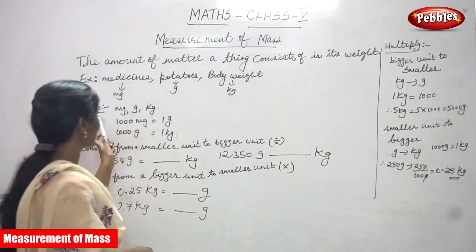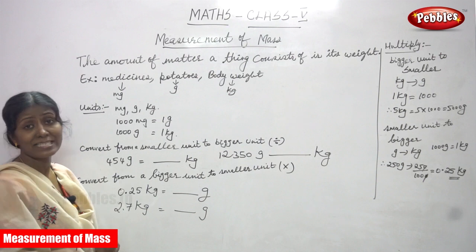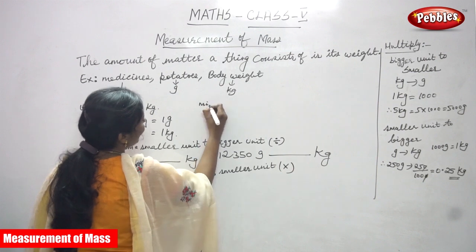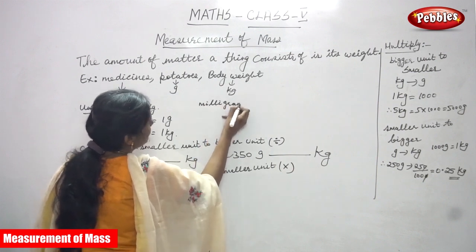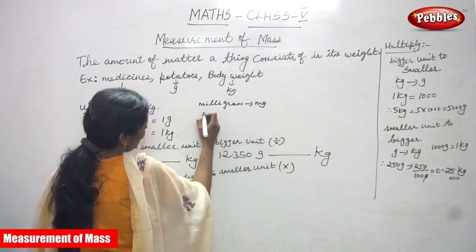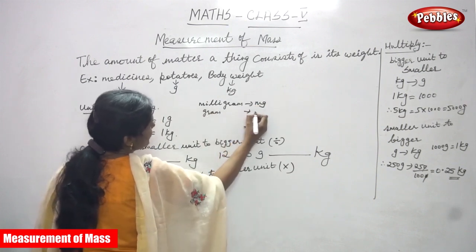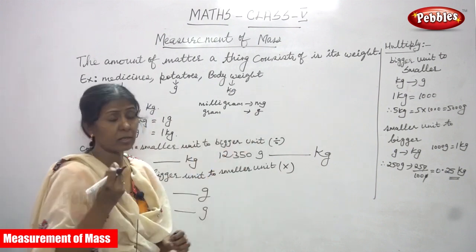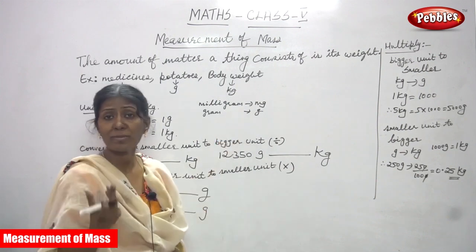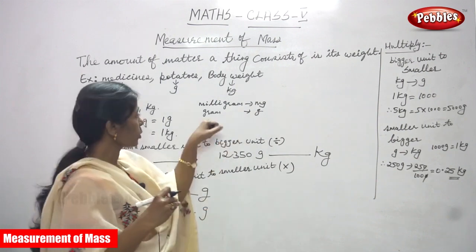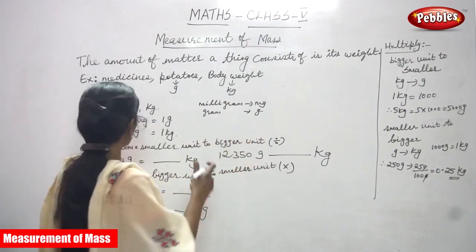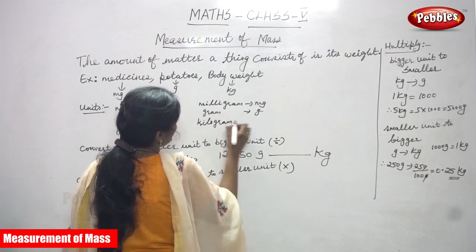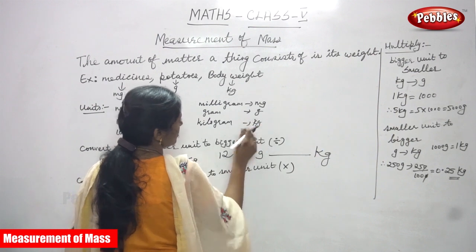Okay, now the units I told you: mg is milligram, g is gram, and kg is kilogram. Milligram is spelled M-I-L-L-I, milli, G-R-A-M, gram. mg is the short form. G-R-A-M, gram, the short form is g. And after that, kilogram, K-I-L-O-G-R-A-M, kilogram. The short form is kg.